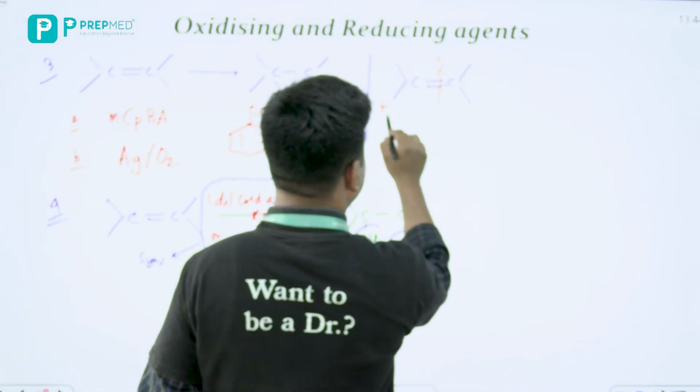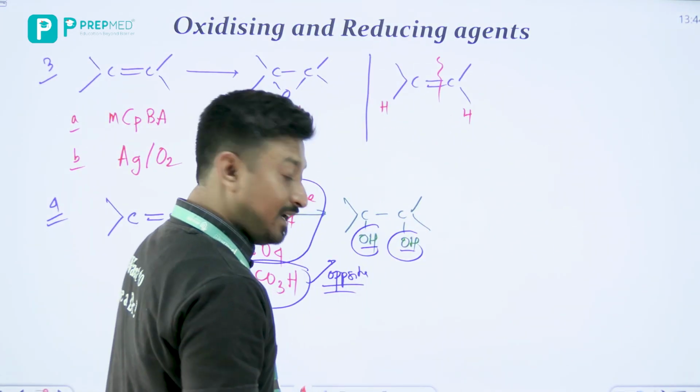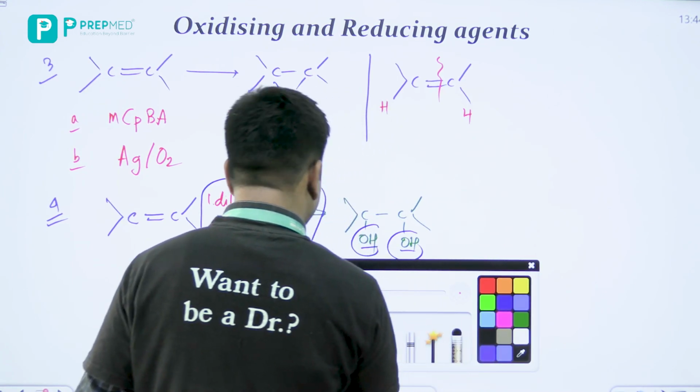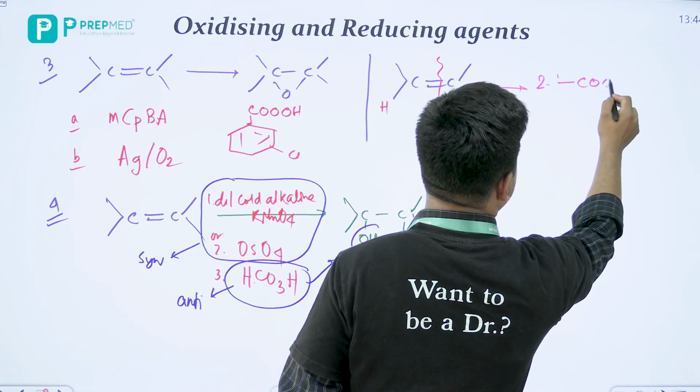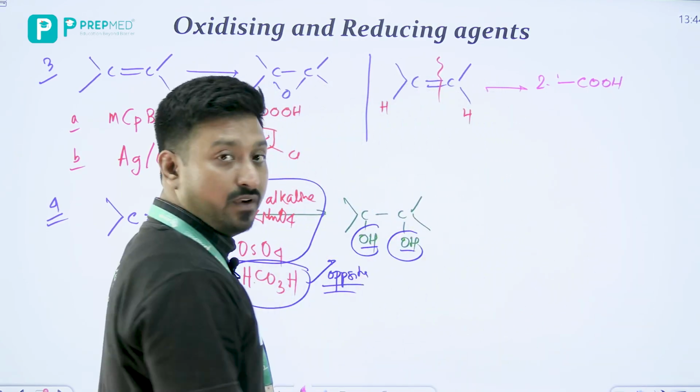And if there is a slight chance of hydrogen present here, this will be directly converted into 2 molecules of carboxylic acid.